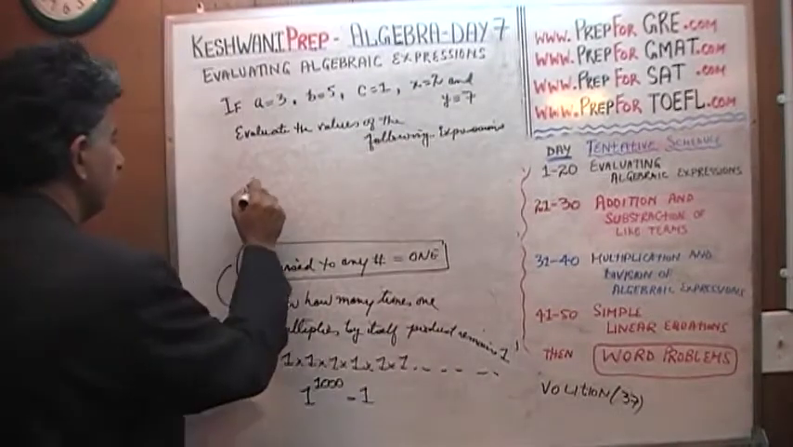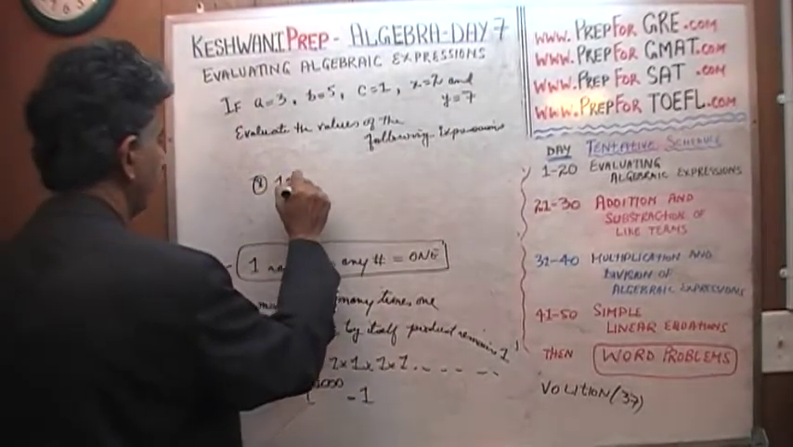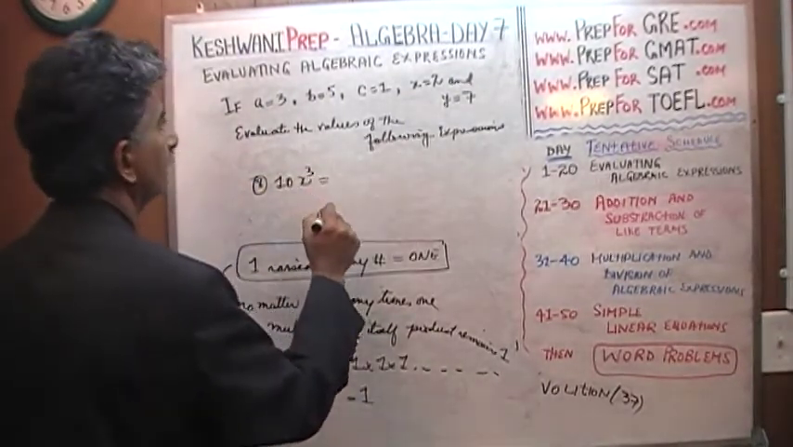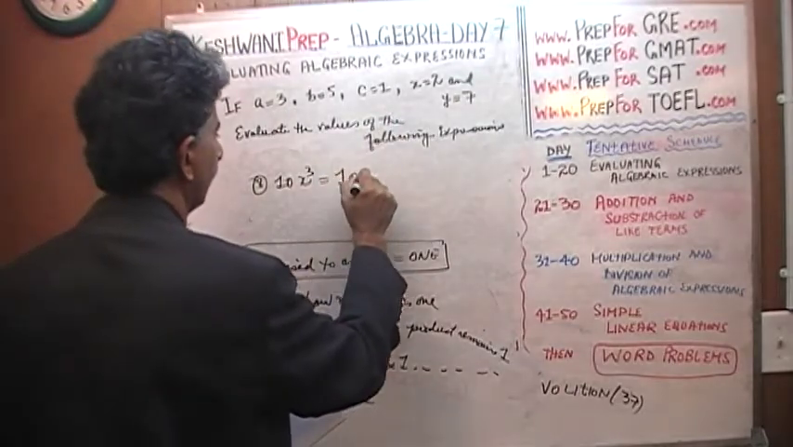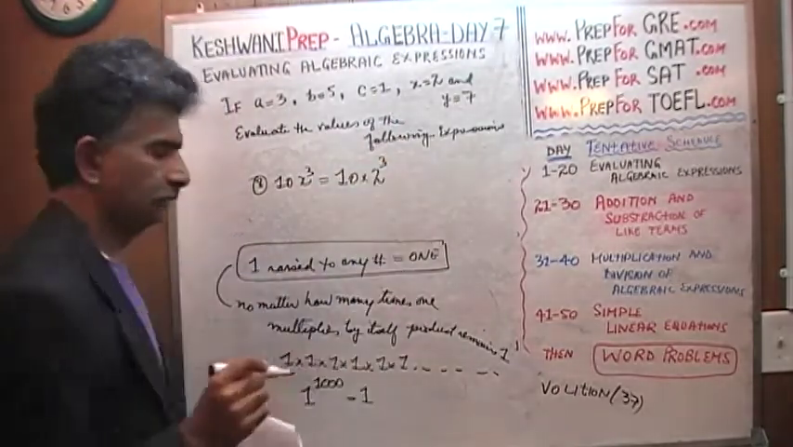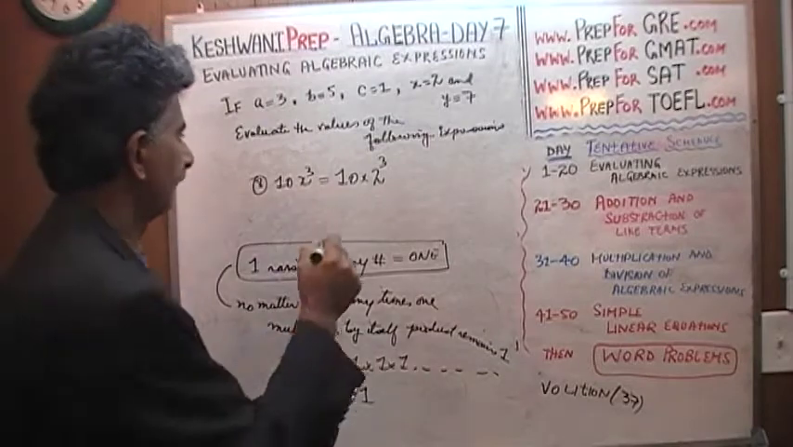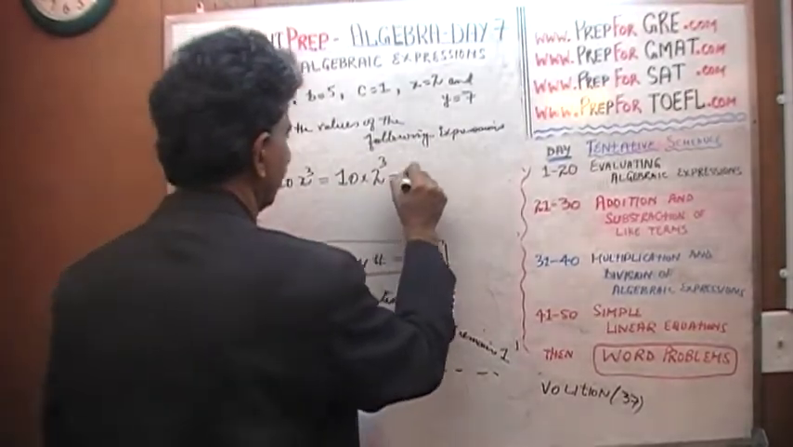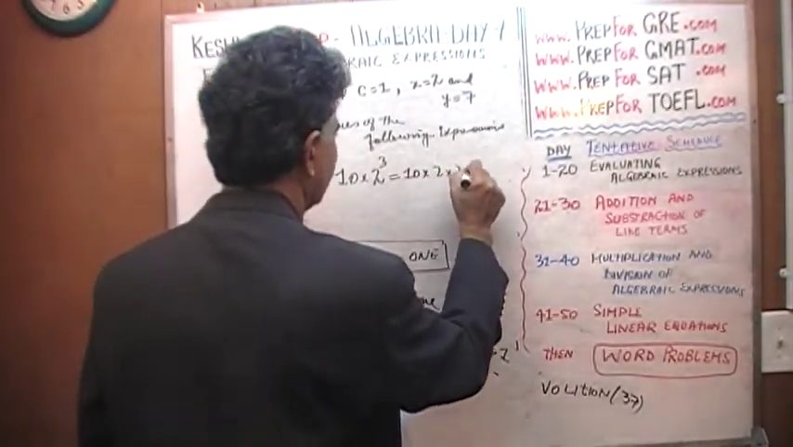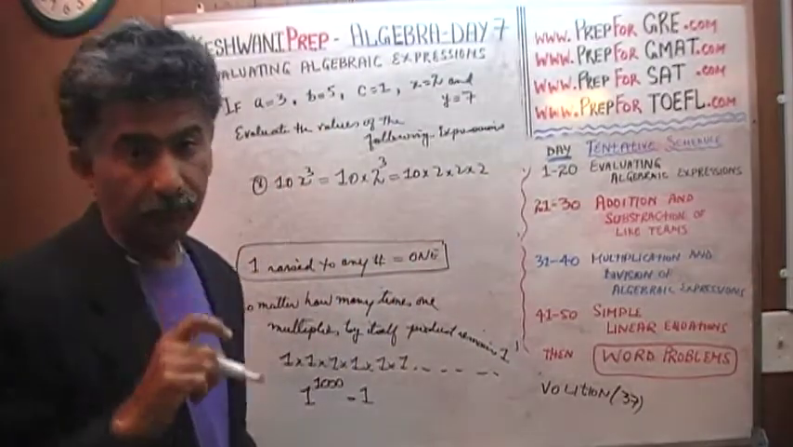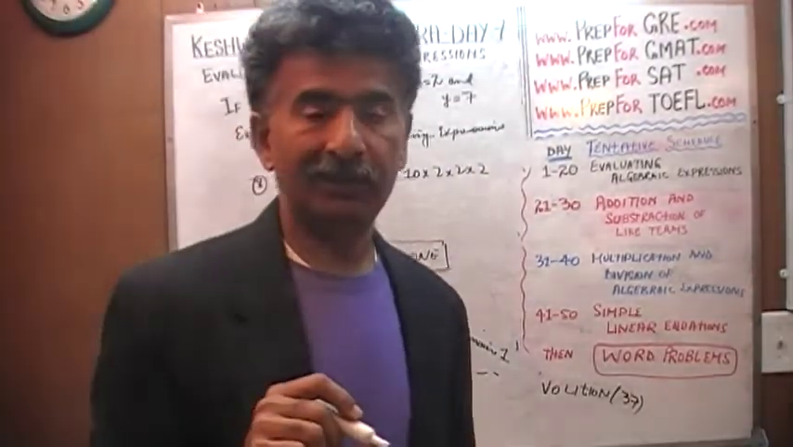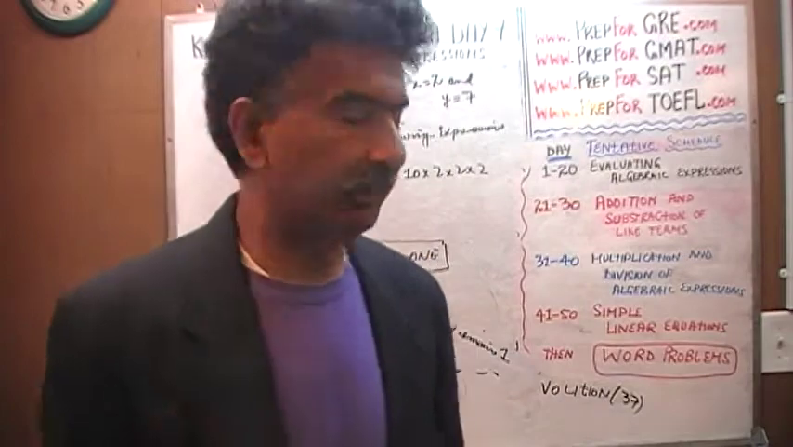In number 8 we have 10 raised to x cubed. X is 2. 10 raised to 2 cubed, which is the same as 10 times 2 times 2 times 2. 2 times 2 is 4, 4 times 2 is 8, and 10 times 8 will make it 80.